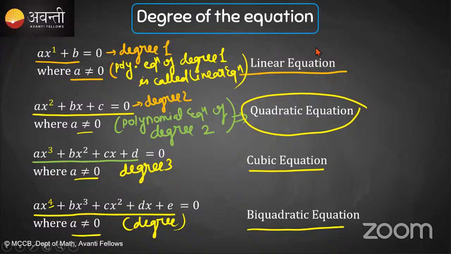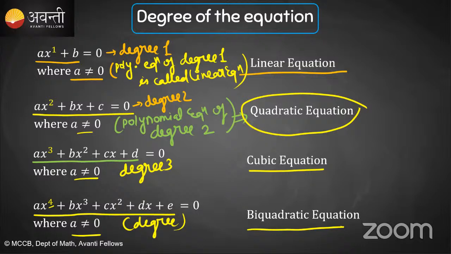See, if I'm saying some polynomial expression has degree n, what does it mean? That the coefficient corresponding to x raised to the power n is non-zero, then only does it become degree n, right? So that's why a is non-zero in all four cases. Is it clear, everyone? Please let me know quickly in the chat box. Is it clear? So linear equation, quadratic, cubic, biquadratic, we have given names up to degree 4.